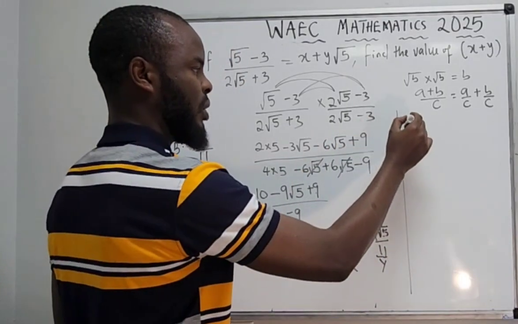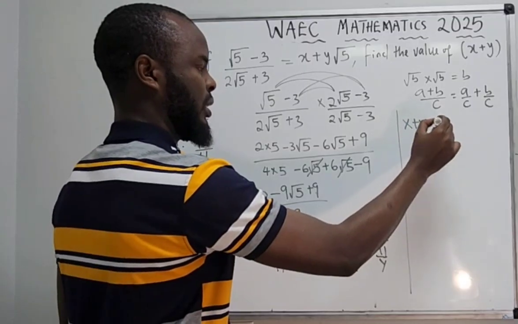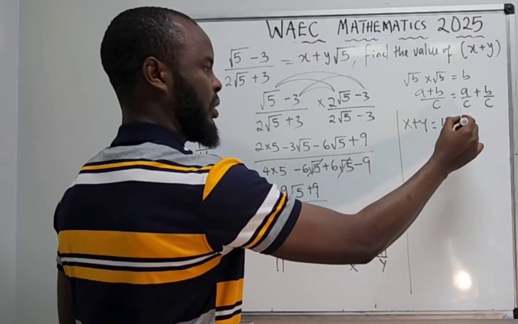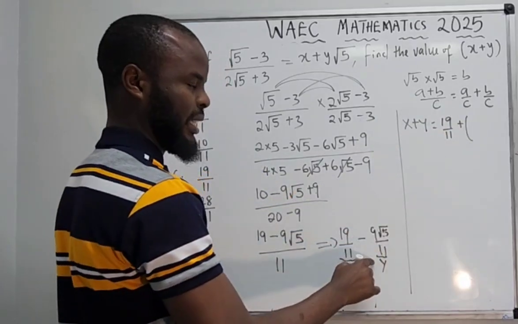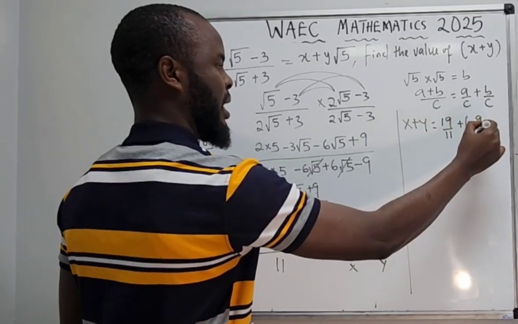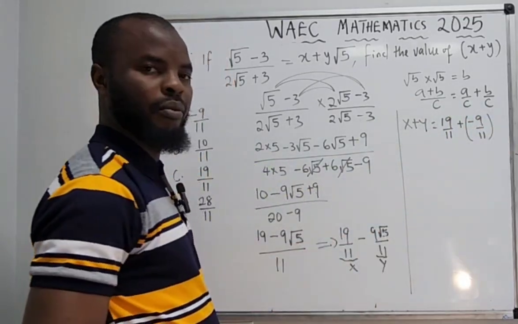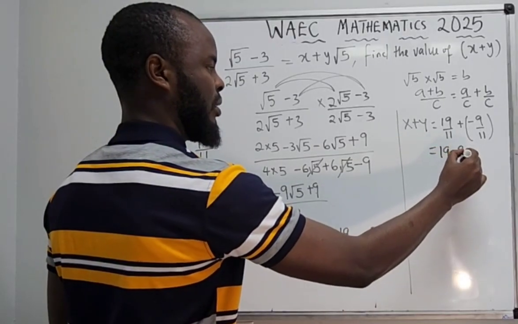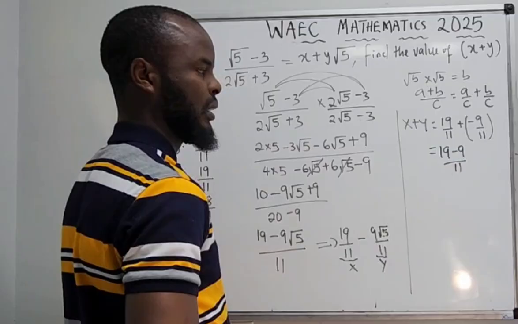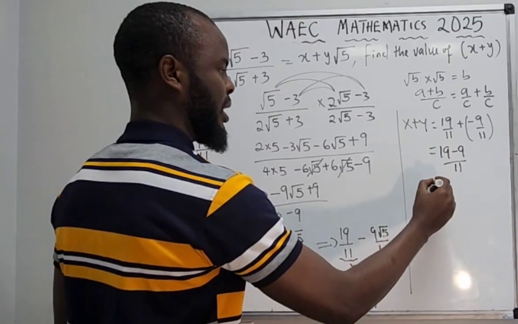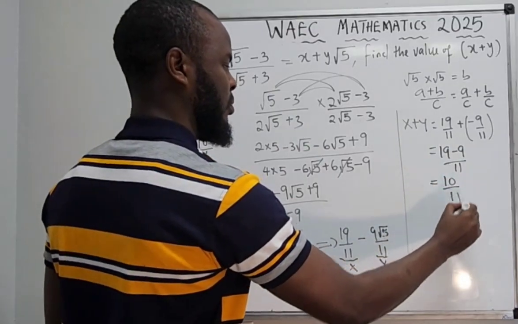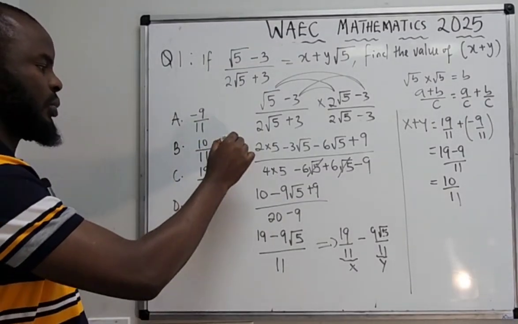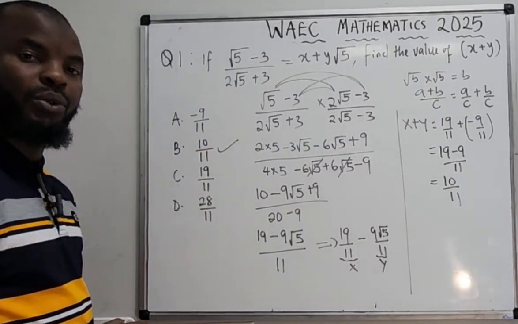And the question says, what is x plus y? So x is 19 over 11 plus y, which is negative 9 over 11. If you solve this, this is the same thing as 19 minus 9 all over 11. And this is the same thing as 10 over 11. If you look at the options we have, option B is the right option.